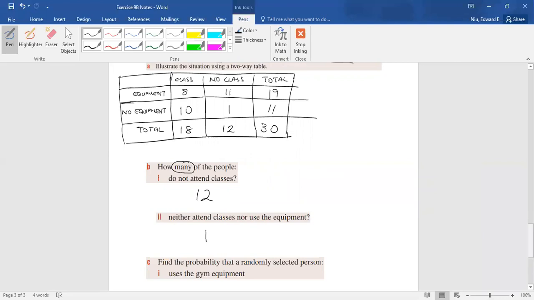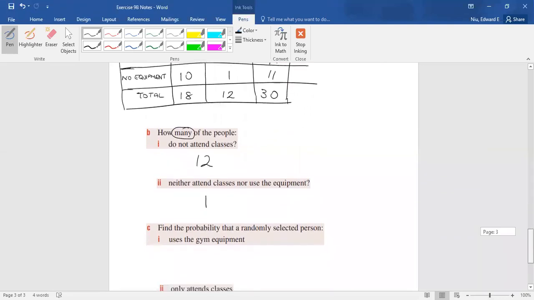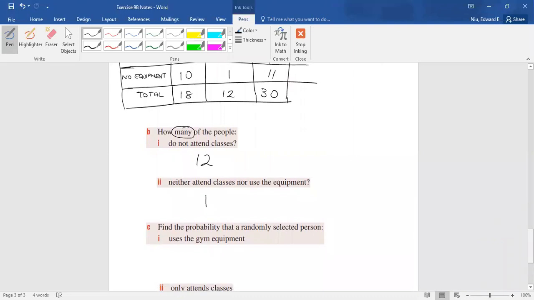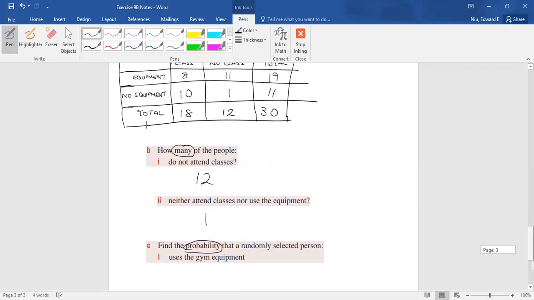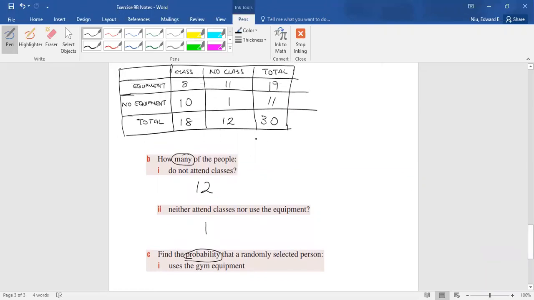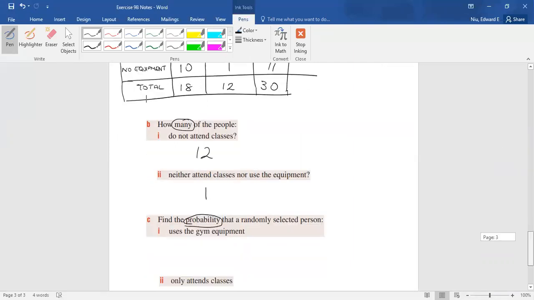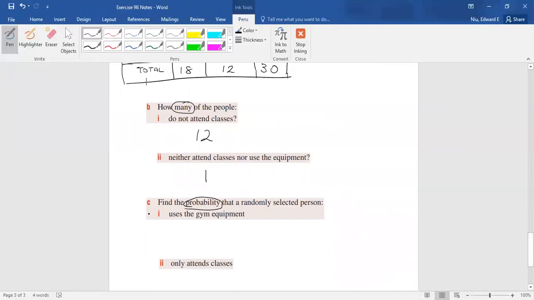And find the probability that a randomly selected person uses the gym equipment. So notice how now it's changed to probability. Whenever you see PR or probability, you need to make sure you have your answer as a fraction. So uses gym equipment. The total people that use the gym equipment is 19, okay? Because we've got 8 people who do both and 11 who exclusively use the gym equipment by itself. So 19 out of the 30 that were surveyed use gym equipment.